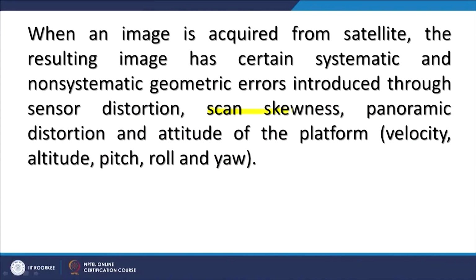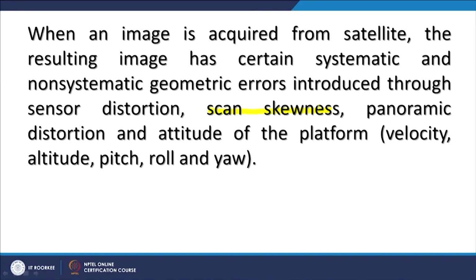When you acquire images from drones, which are again moving platforms, they may not be very stable, and therefore they may also introduce a lot of geometric errors, which might be because of scan skewness.